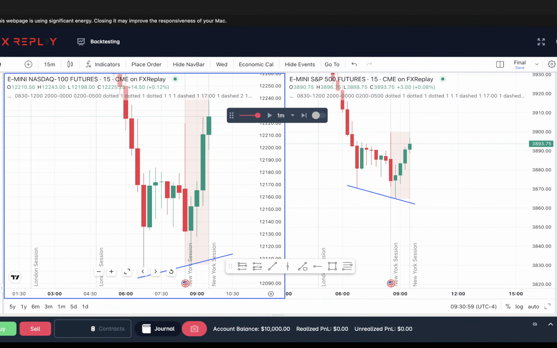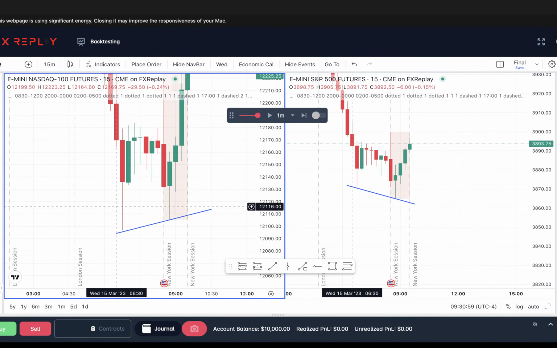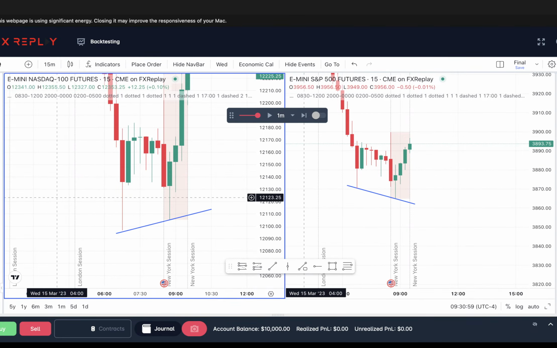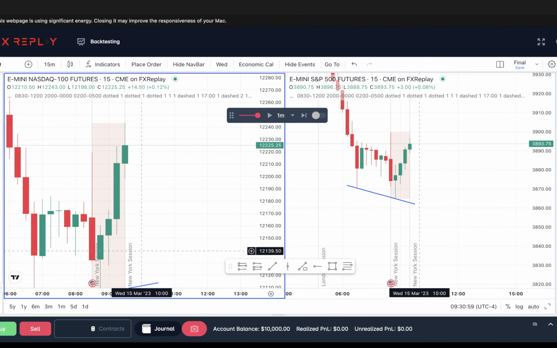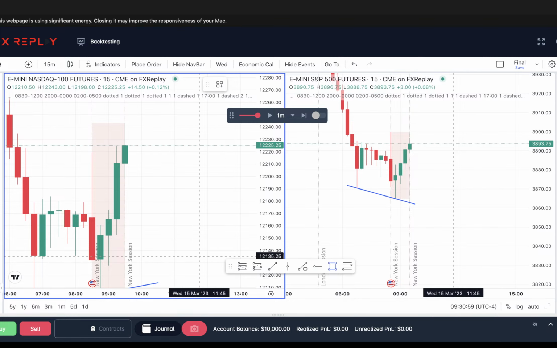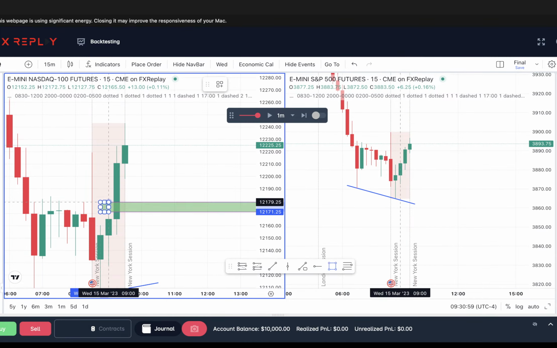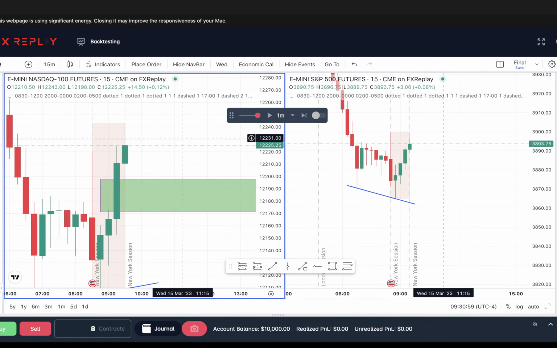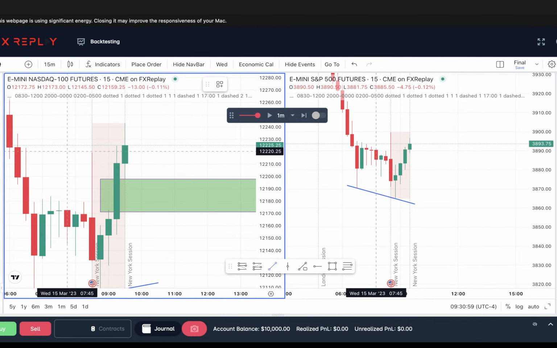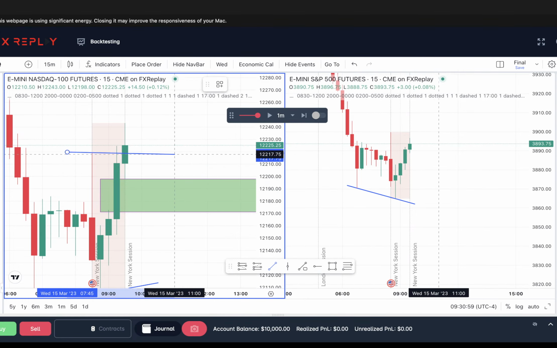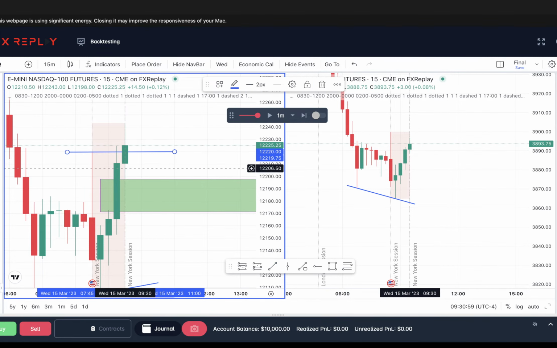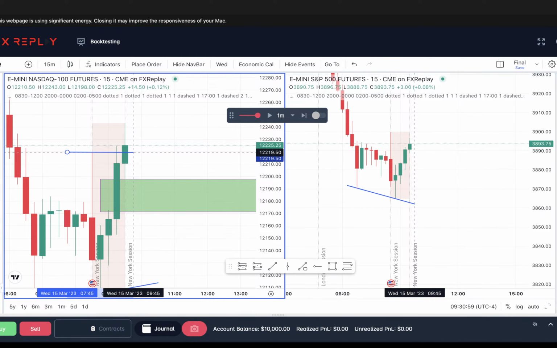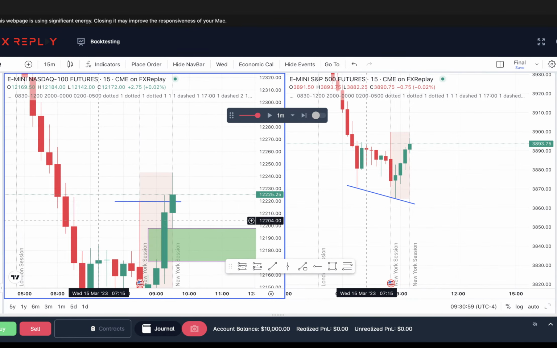Okay, so we already have SMT divergence. NQ's going higher. NQ made a higher high. ES made a lower low. So at this point, we have a fair value gap. We're about to have a market structure shift, or we already have a market structure shift on the 15-minute. So you want it to come down to here and go up. That's what you want. Will it? We shall see. Profit target.